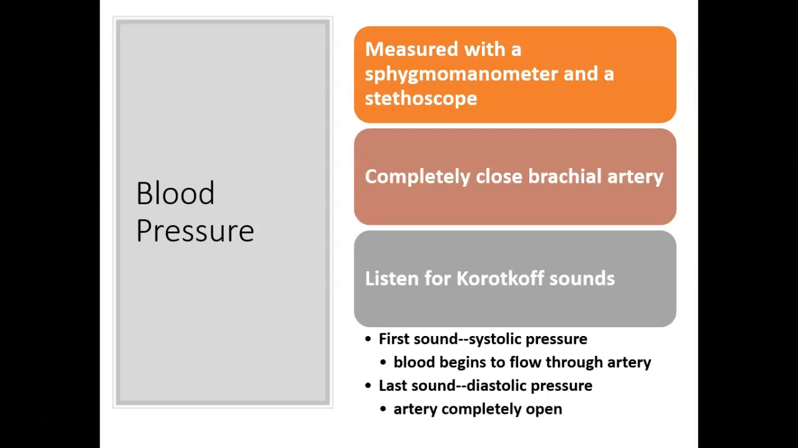Now you have to continue to listen, and listen very carefully as you're watching the gauge to see at what point you hear the sound of Korotkov and where you stop hearing the sounds. When blood flow is completely restored, you no longer hear a sound. That last sound you hear is your diastolic pressure. So that gives you your systolic over diastolic pressure, measured in millimeters of mercury.